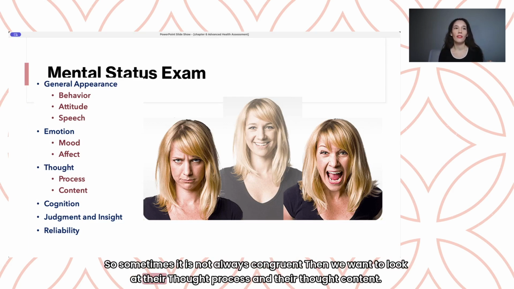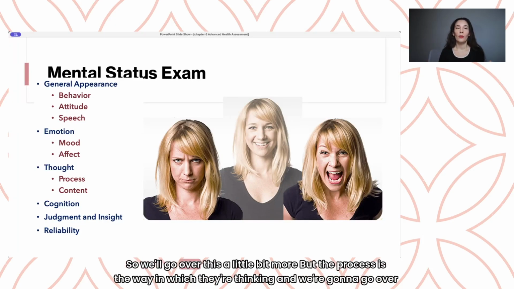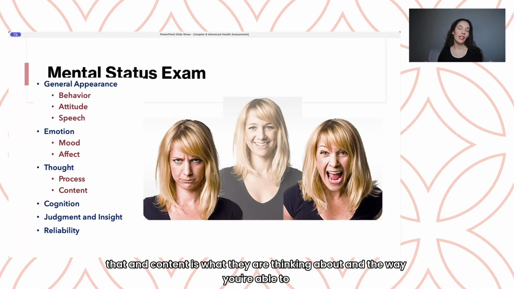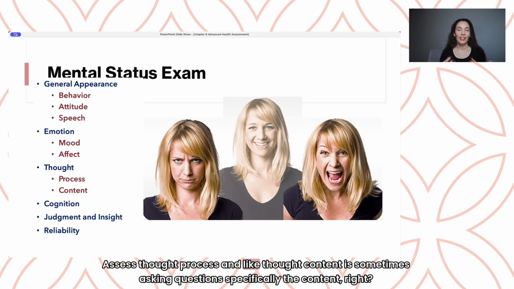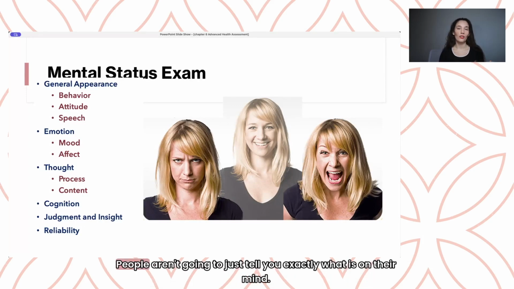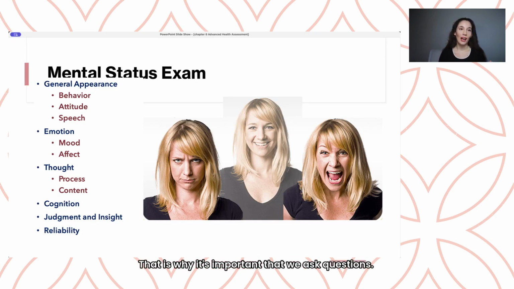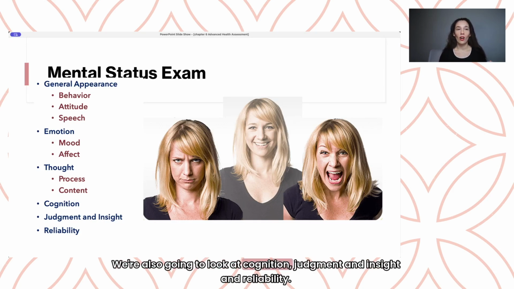Then we want to look at their thought process and their thought content. We'll go over this a little bit more, but the process is the way in which they're thinking, and content is what they are thinking about. The way you're able to assess thought process and thought content is sometimes asking questions, specifically about the content, right? People aren't going to just tell you exactly what is on their mind. That is why it's important that we ask questions. We're also going to look at cognition, judgment and insight, and reliability.